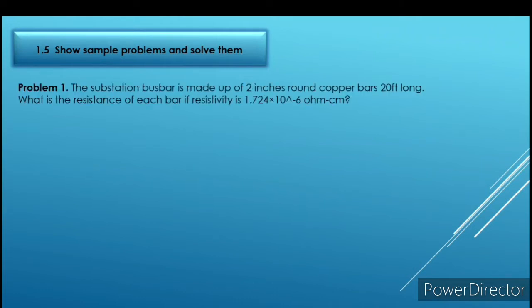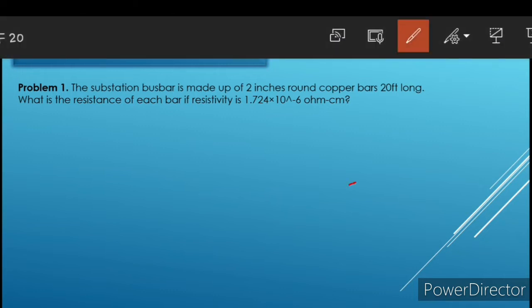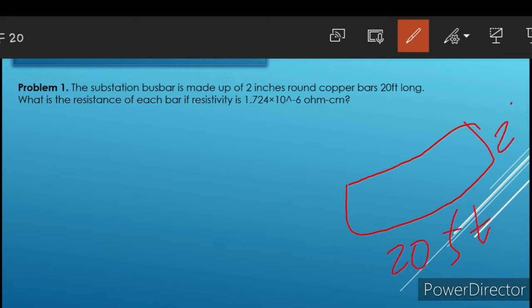Next, we have here 1.5. Show sample problems and solve them. So first, we have here problem number 1. The substation bus bar is made up of 2 inches round copper bars 20 feet long. What is the resistance of each bar if resistivity is 1.724 times 10 raised to negative 6 ohm-centimeter? So imagine that it is a round copper bar and it is 20 feet long and 2 inches in diameter.